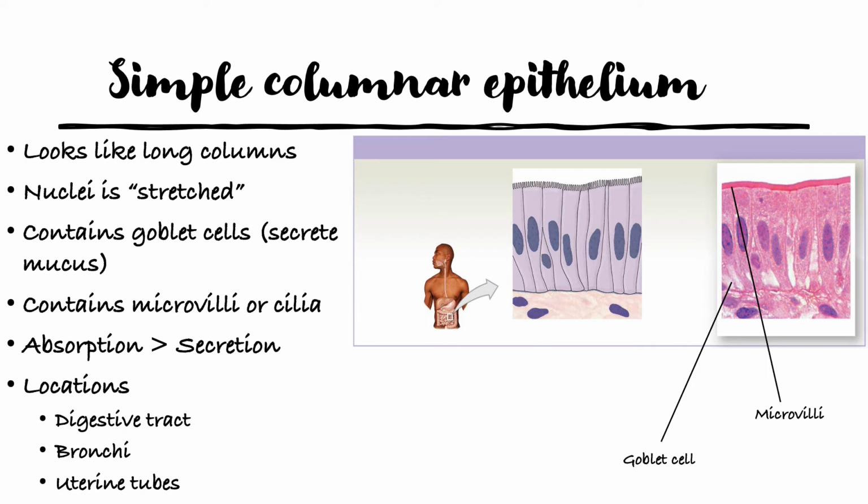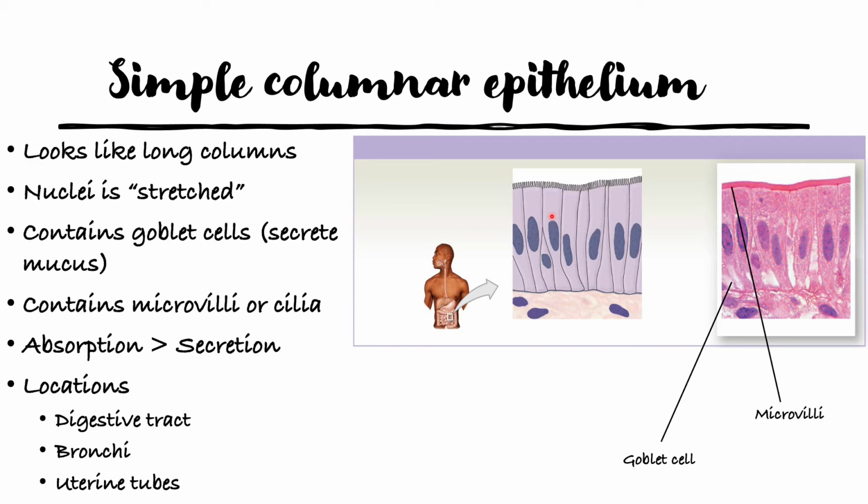The other one we're going to talk about is simple columnar epithelium. If you take a look at this epithelial tissue, you're going to see that the cells appear long, like tall, long columns, and their nuclei are going to be stretched. Unlike the cuboidal, where the nuclei are more circular, more round. Another clue that you're looking at a columnar epithelium is microvilli, or cilia. I'm going to talk about cilia on the next slide.